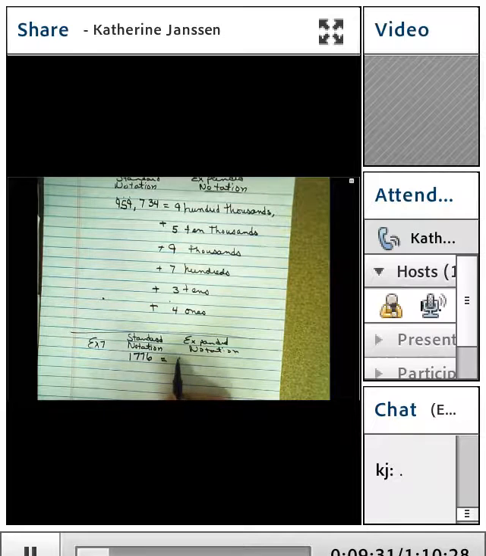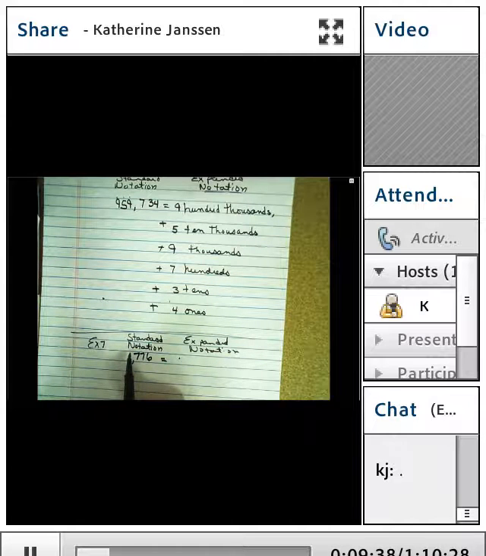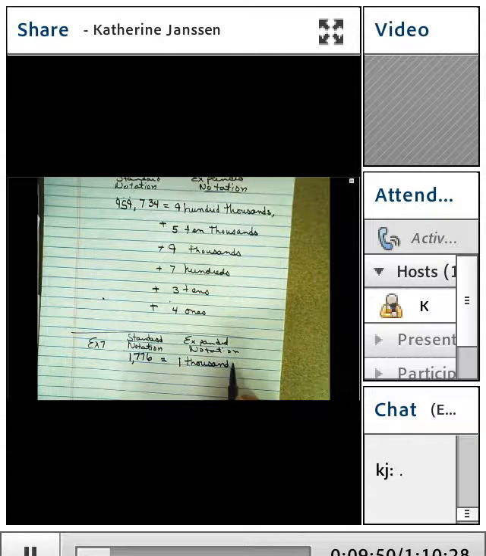So I have my ones period, and I'm in the thousands period. The ones is represented, there's no tens, no hundreds. So I have the 1,000 position plus the 7 hundreds position plus the 7 tens position plus the 6 ones position.